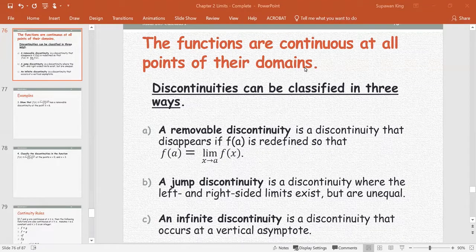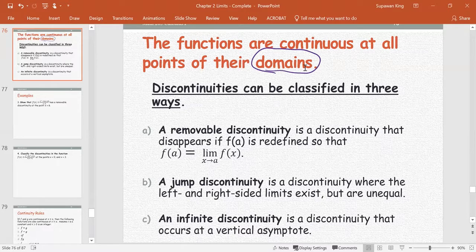Recall the functions are continuous at all points of their domains. That's why the domain is very important. Discontinuities can be classified in three different ways. The first one, a removable discontinuity.